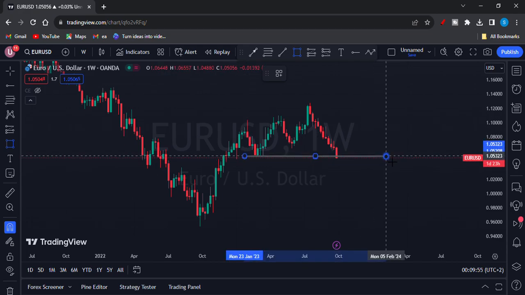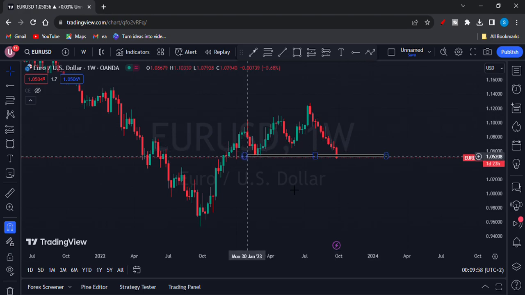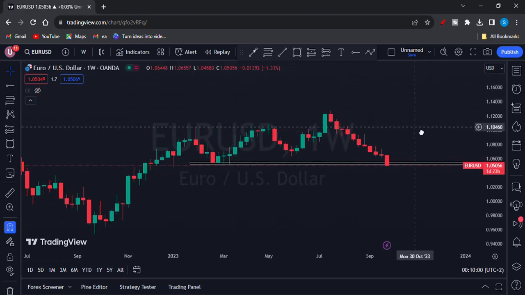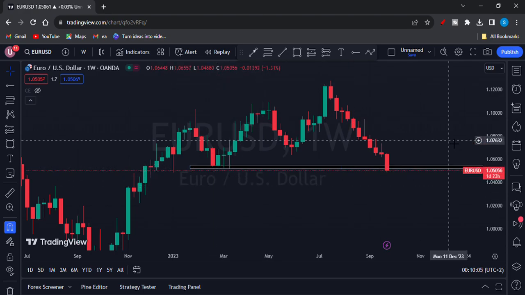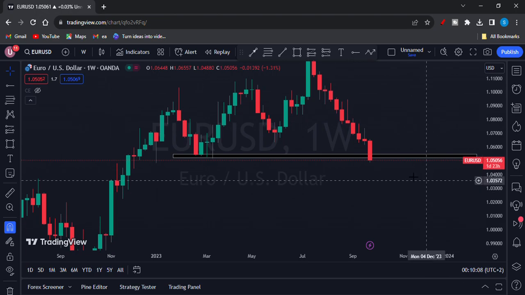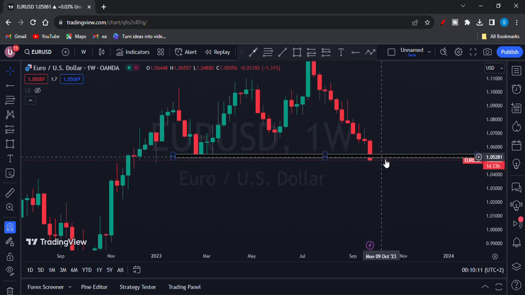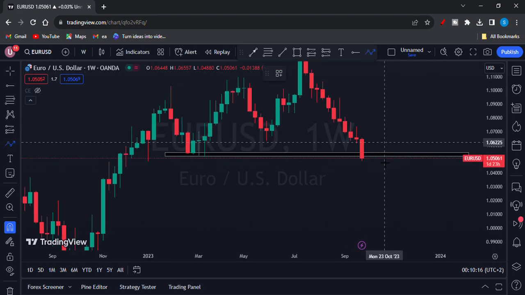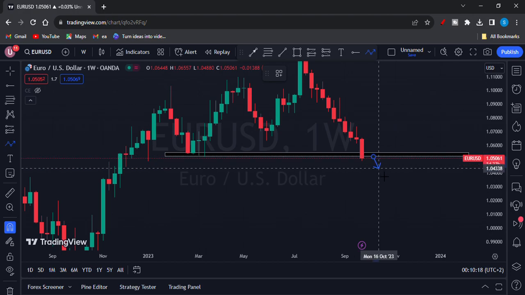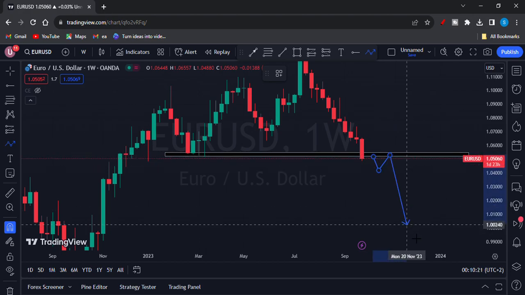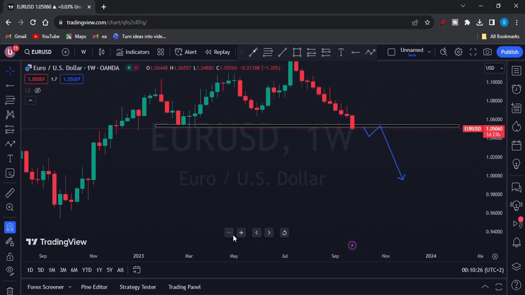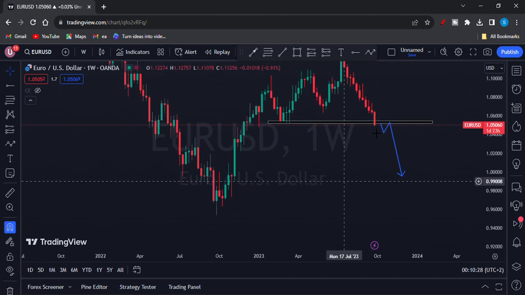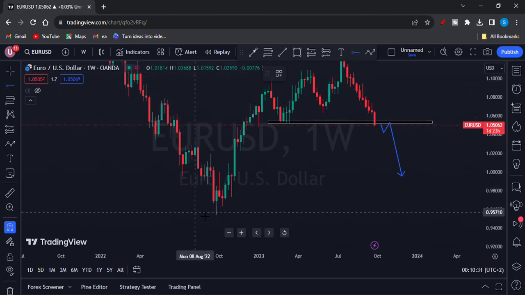We have this. Let me just plug this so that everything can be clear. Support area right here. And then it seems like currently we're breaking this weekly support area right here. So if you are breaking this area, there's a possibility of a break, retest, and then continue. Then maybe even potential up to there.